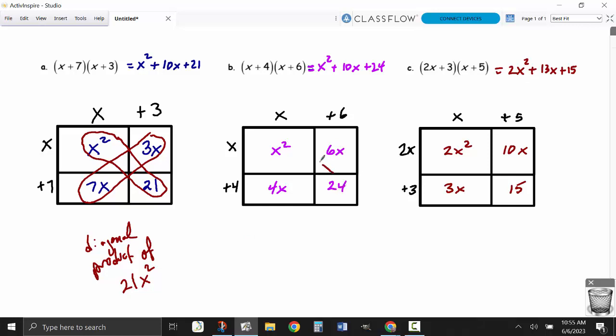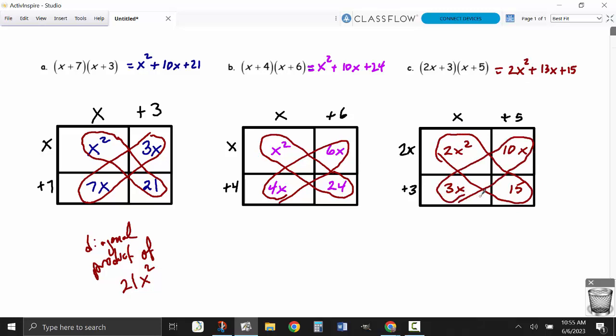If you did that with this one, x squared times 24 and 4x times 6x, both of those would have a product of 24x squared. Likewise, 2x squared times 15 and 3x times 10x, both of those make 30x squared. So one of the keys to what I'm going to teach you today has to do with the fact that the product of both of these diagonals is the same.